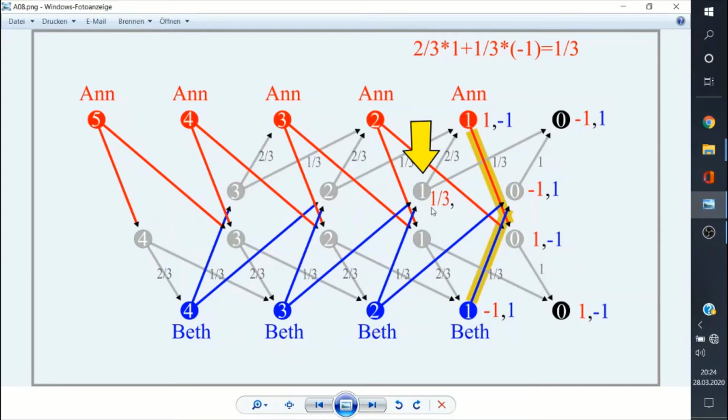We have to do the very same calculation for Beth. You see it here: 2/3 times -1 plus 1/3 times 1 equals totally negative 1/3. So this negative 1/3 is the number which goes here, the expected value for Beth in this situation.